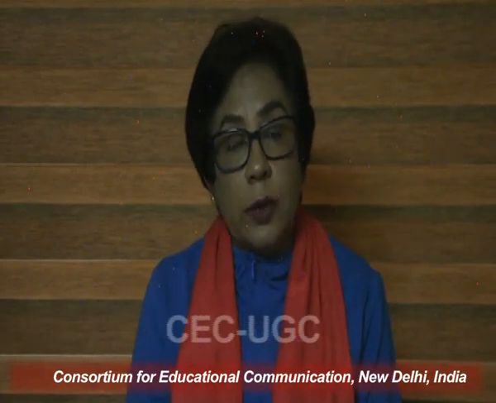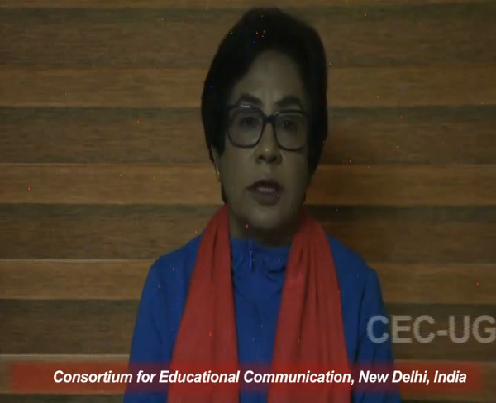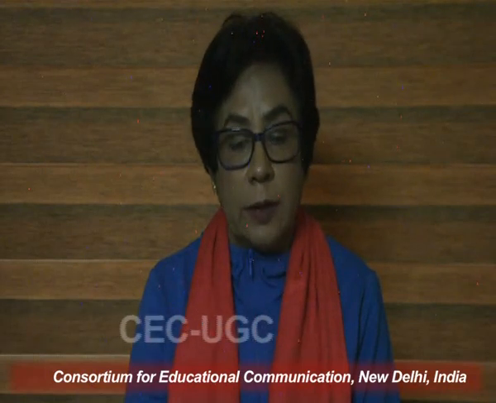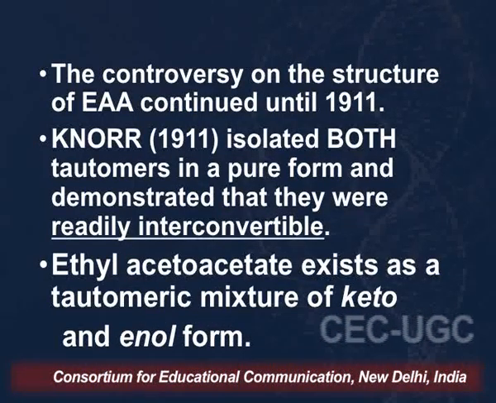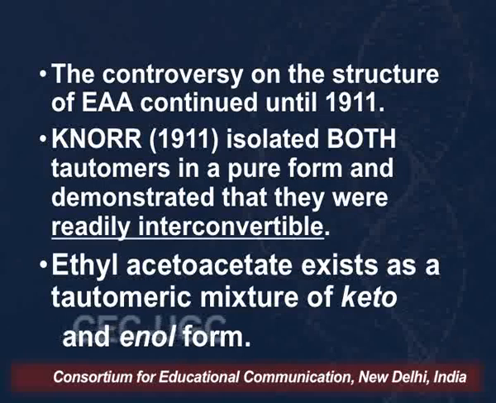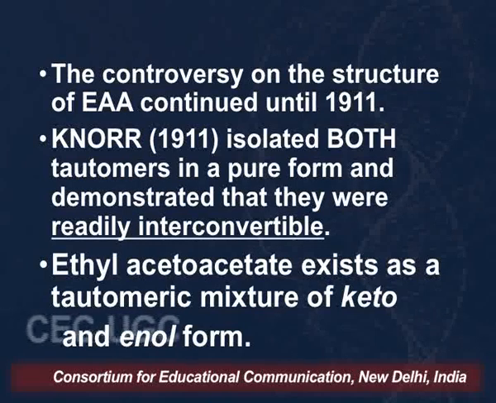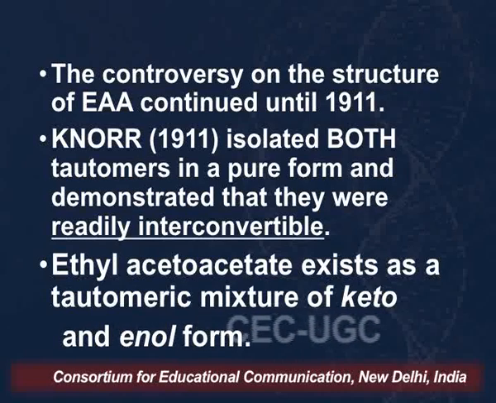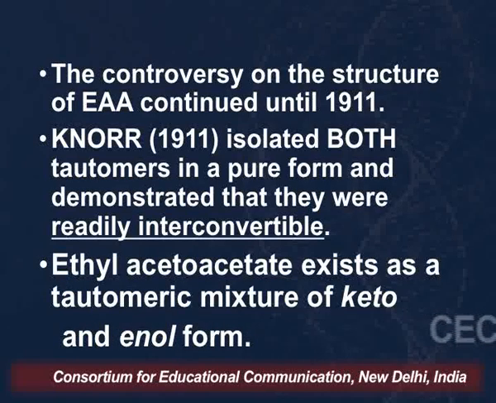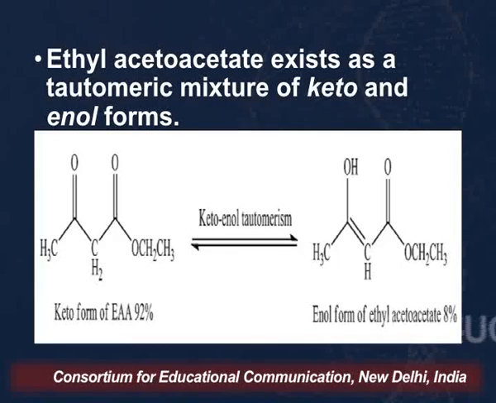Now, there was a lot of ambiguity, like which form of ethyl acetoacetate is correct, or how they are existing in dynamic equilibrium. This controversy on the structure of ethyl acetoacetate continued until 1911. Knorr in 1911 isolated both tautomers in pure form and demonstrated that they were readily interconvertible. And he proved that ethyl acetoacetate exists as a tautomeric mixture of the keto and the enol form, which you can see on your screens.